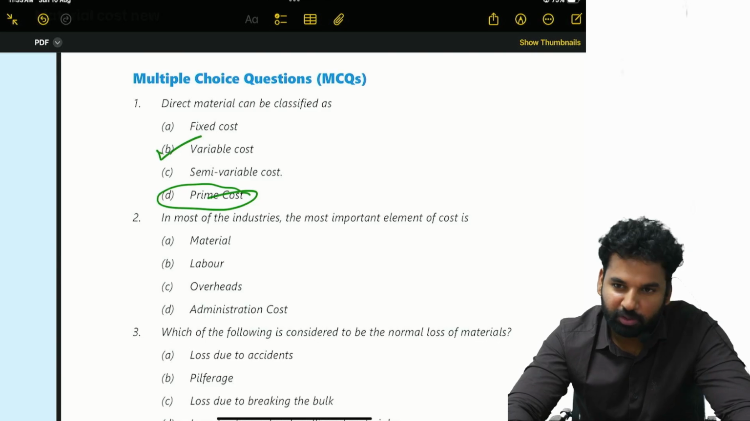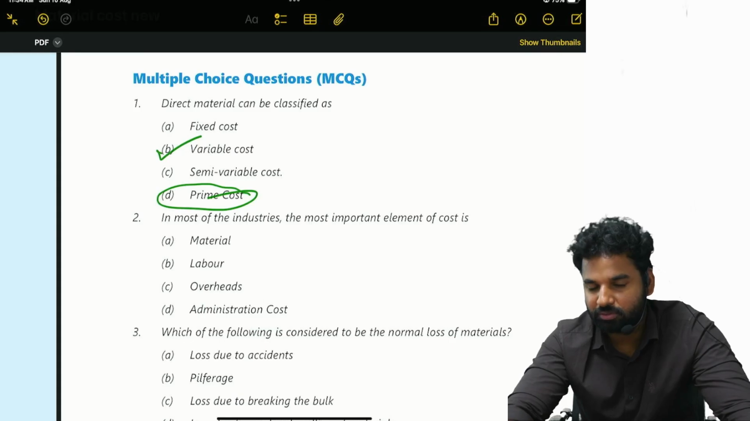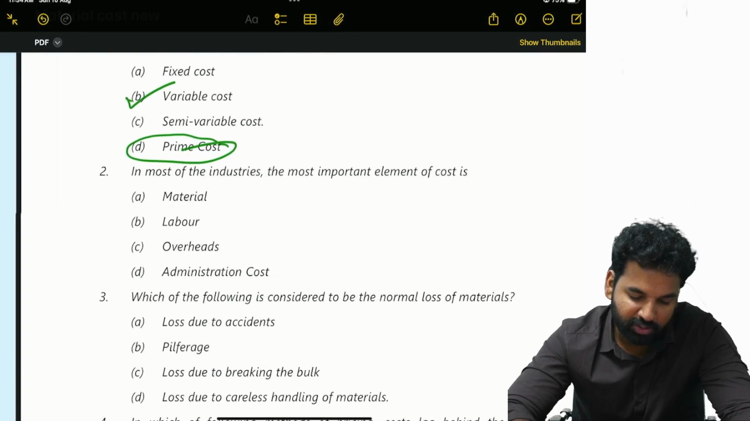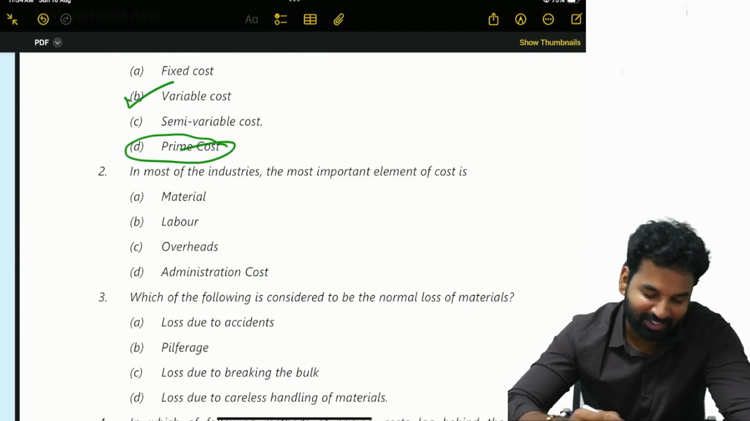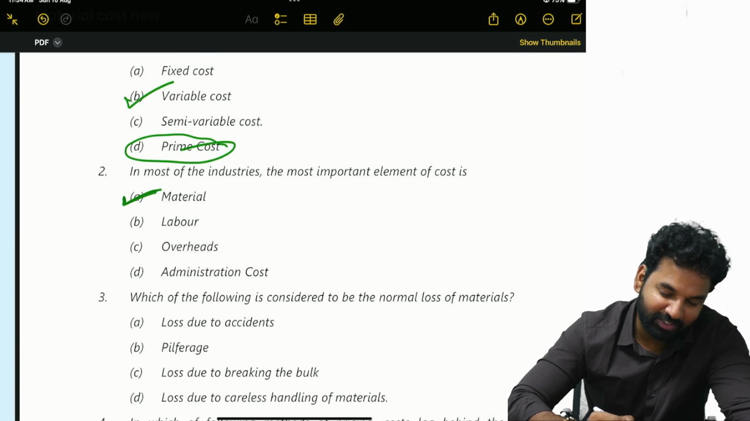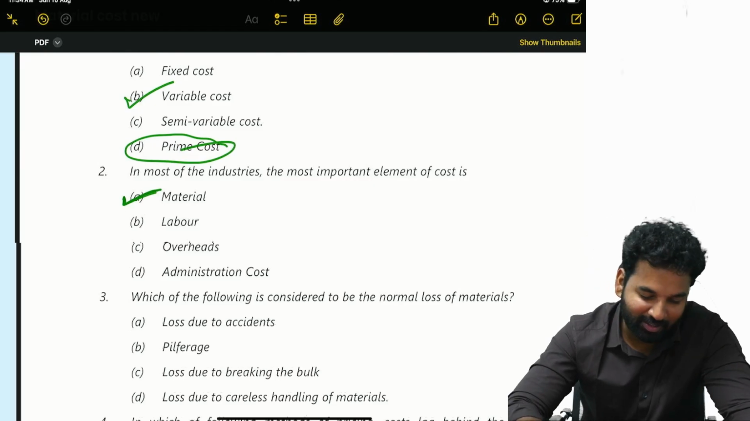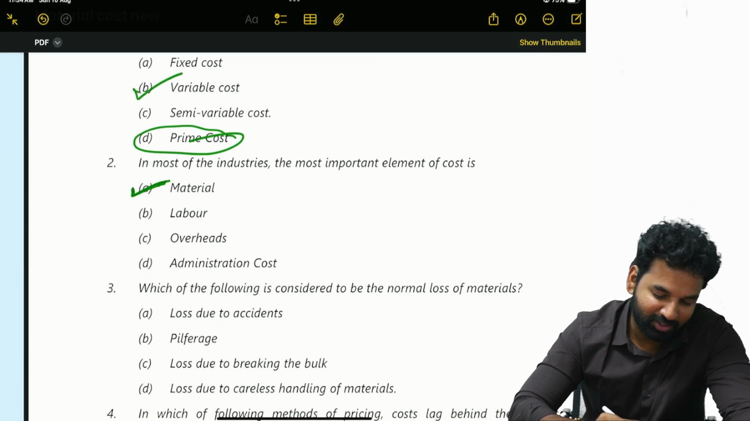Variable cost means which changes with the volume of production, which is directly linked to the production, direct variable cost. Right. Next, in most of the industries, the most important element of cost is, obviously we are studying material cost. That's why you are telling. Otherwise, after 3 chapters, I would have asked material only. Now it is bonus. Okay.